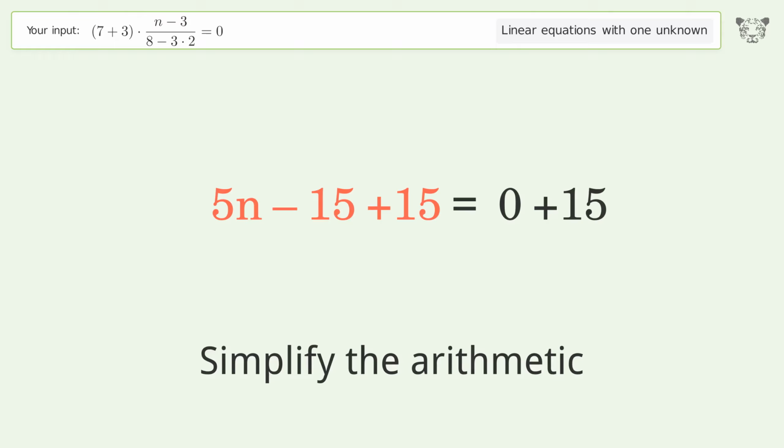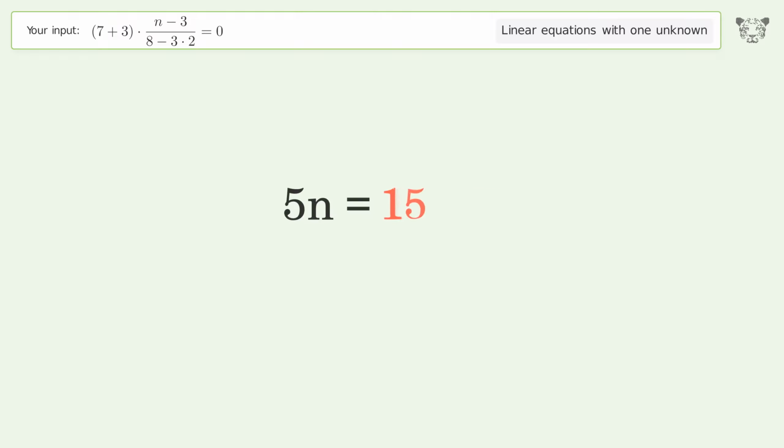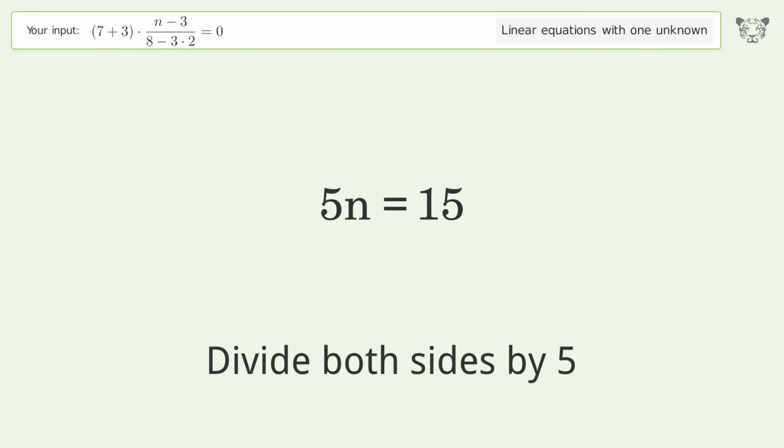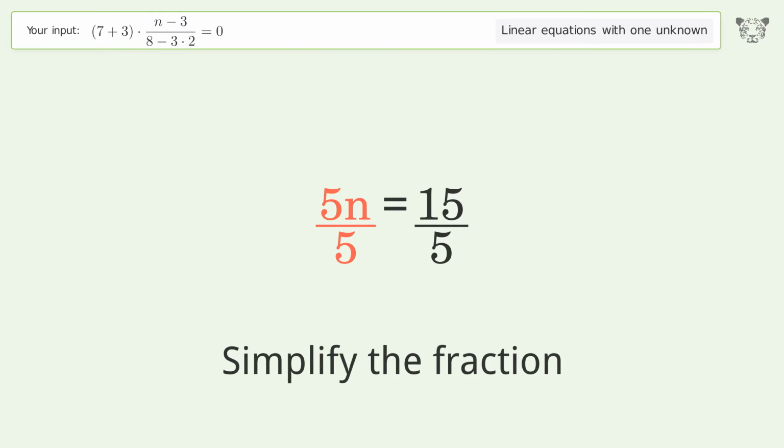Simplify the arithmetic. Isolate the n. Divide both sides by 5. Simplify the fraction.